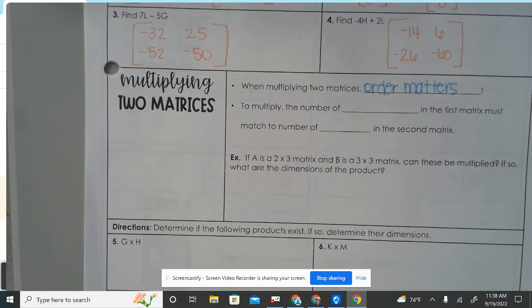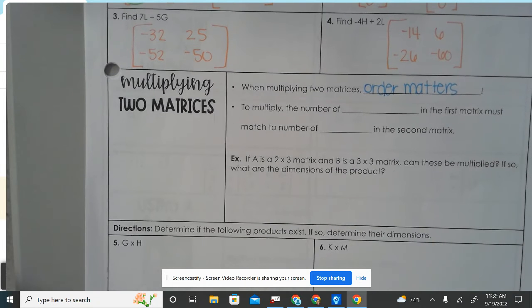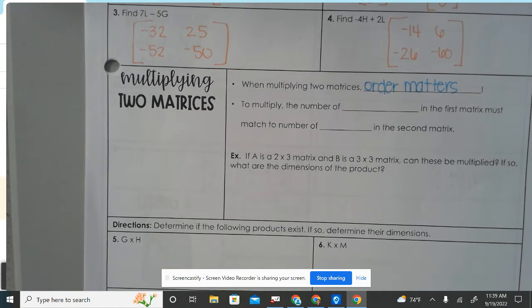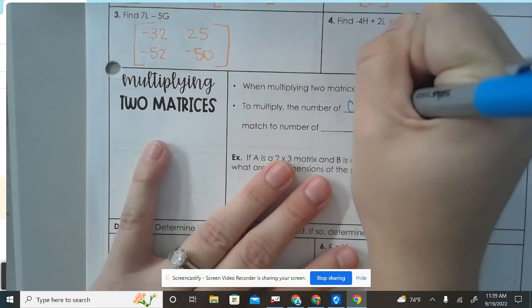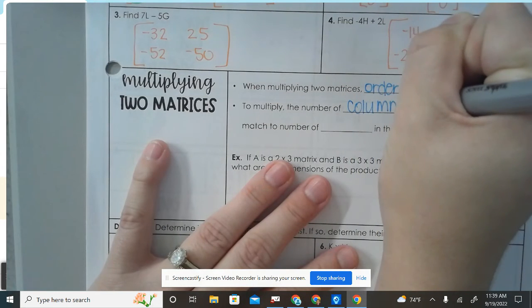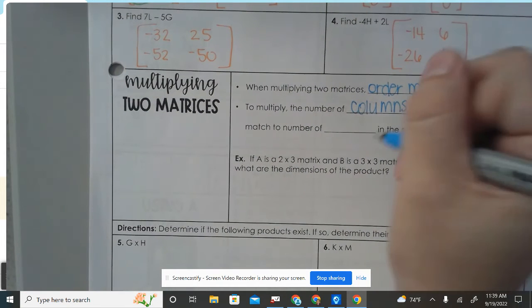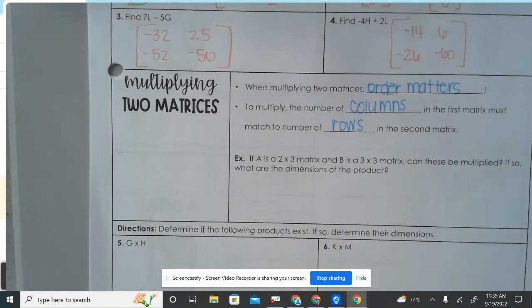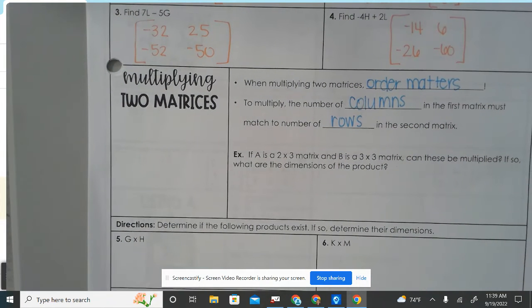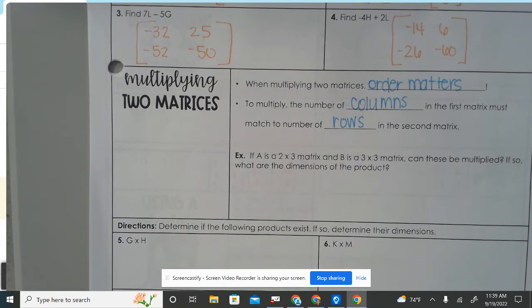Sometimes you cannot multiply matrices. It's different than adding and subtracting because they don't have to have the same dimensions. They don't both have to be a 2 by 3 and a 2 by 3. In fact, that wouldn't work. So in order to multiply, the number of columns in the first matrix must match the number of rows in the second matrix. I'm going to show you just kind of a quick way to check. It makes it easy to check.